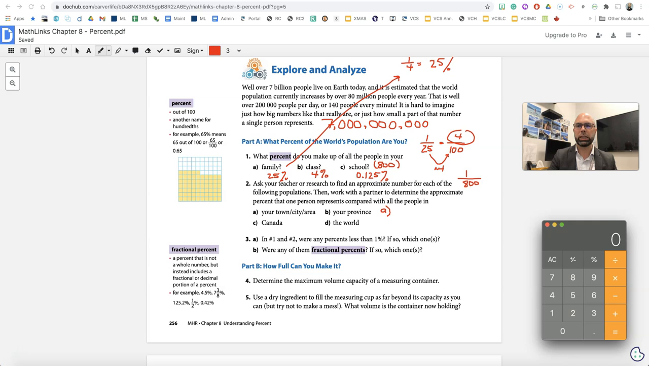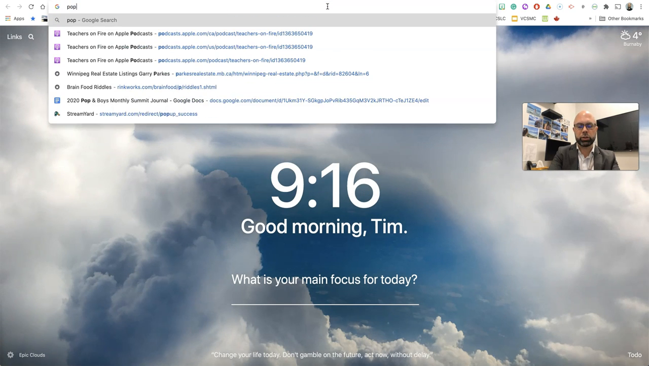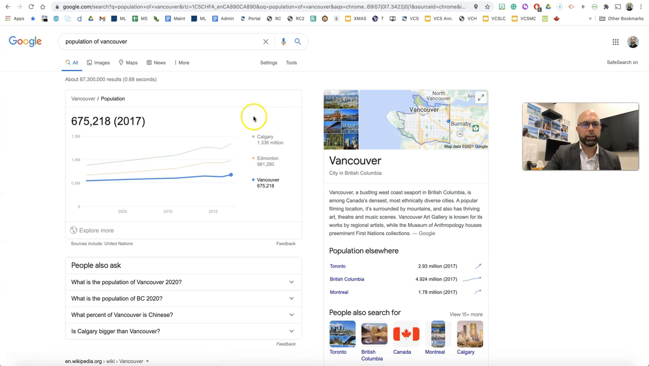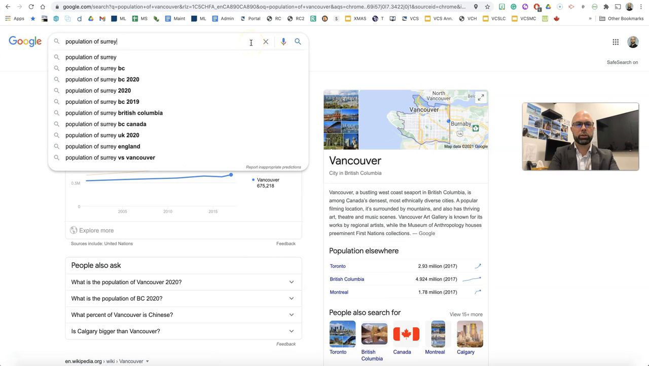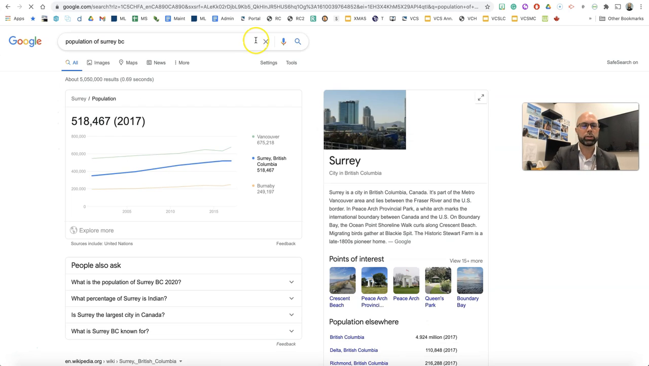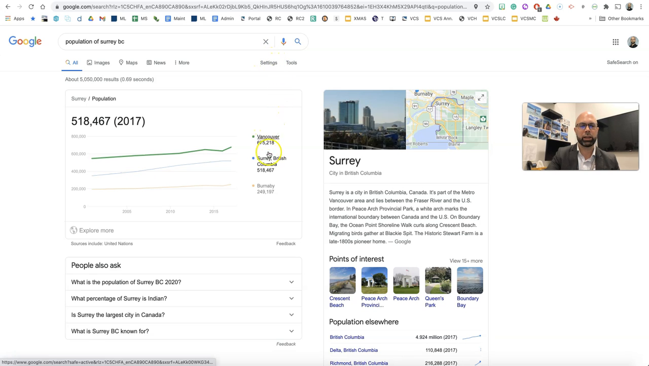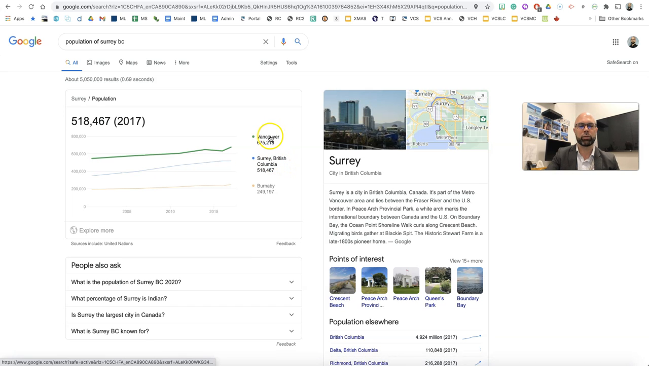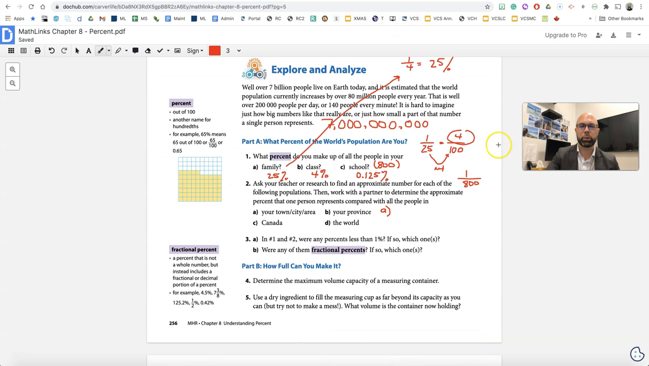If you need any of these population figures, it doesn't hurt to Google them. So let's see what the population of Vancouver looks like. It is 675,000. By the way, I live in a city called Surrey. Let's see what that population is. 518,000. All right, so it's catching up. I like how they compare the neighbors. If you live in Burnaby, it's 249,000. Surrey, 518. Vancouver, 675. Okay, interesting. We will use Vancouver, 675,000. So let's go back here.